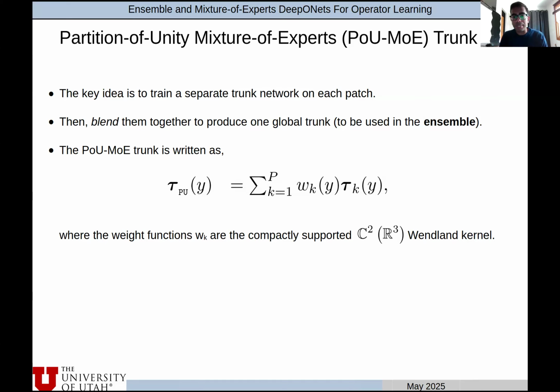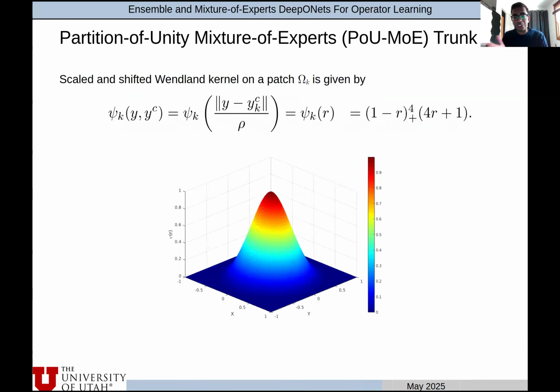In this work, we picked C2 differentiable Wendland kernels to be the weight functions, which look something like this. These are radial basis functions. And the reason we picked this specific kernel is because of its compact support. So imagine this Wendland kernel placed on each of the 6 individual patches, for example, from 2 slides ago, that weight the neural networks sitting on those individual patches. And then this weighted sum turns into the partition of unity mixture of experts trunk.